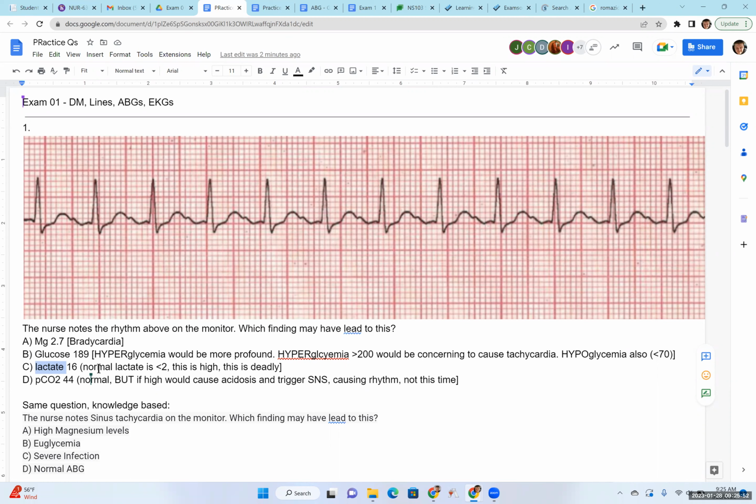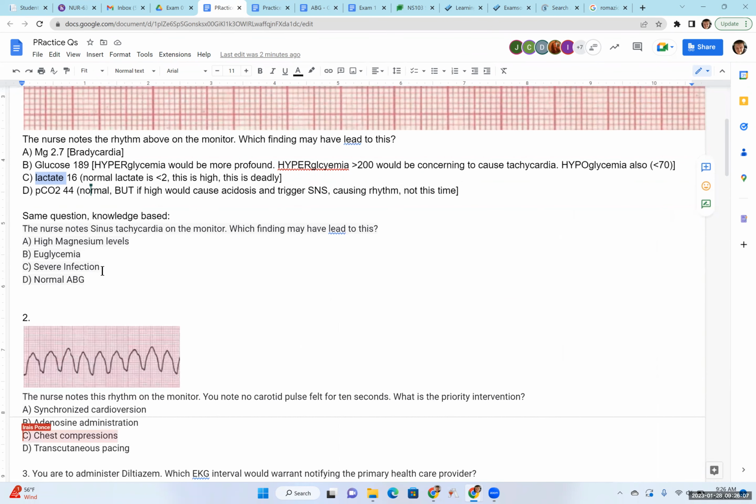So then I would make my study tables just out of these NCLEX questions. What I first do is just take notes. I would say lactate 16 causes this, and I convert the notes into tables later. And then the same question is a knowledge-based question, right? So it's exactly the same, right?